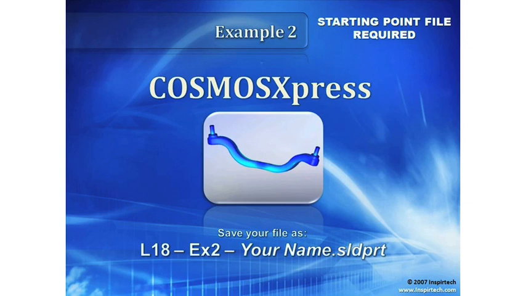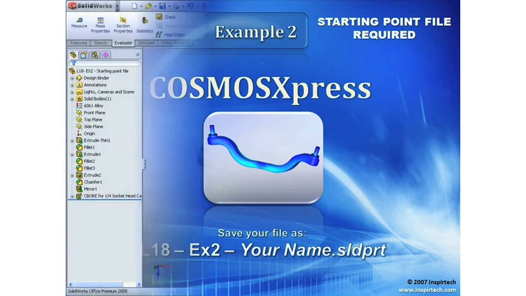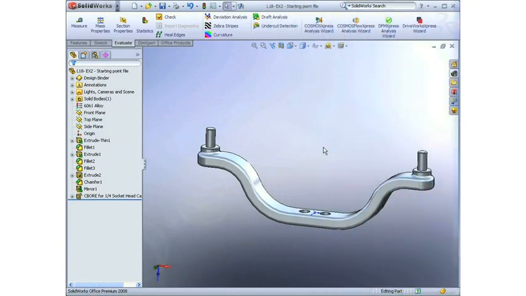This is example 2 for the COSMOSXpress lesson. To begin example 2, again we need to have our starting point file opened and saved in your own personal working directory.